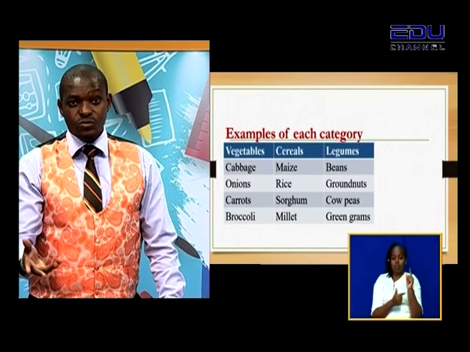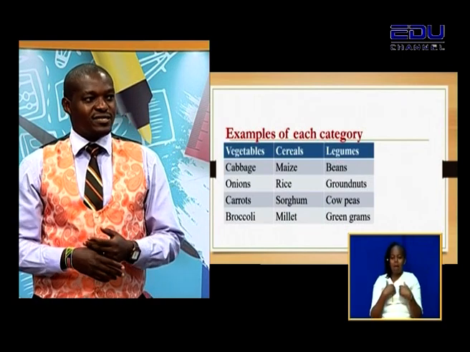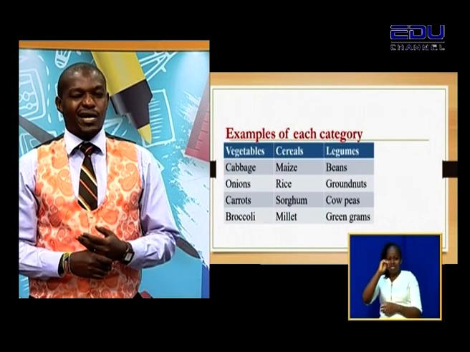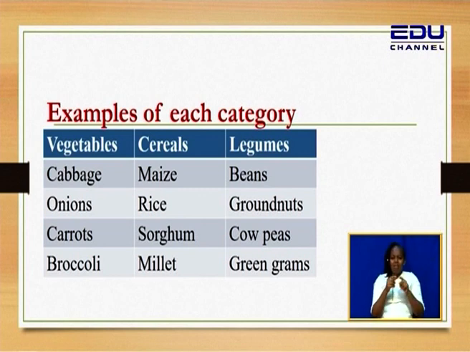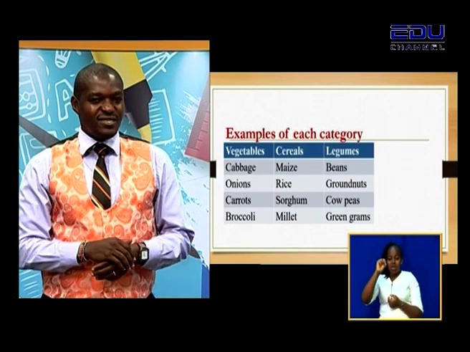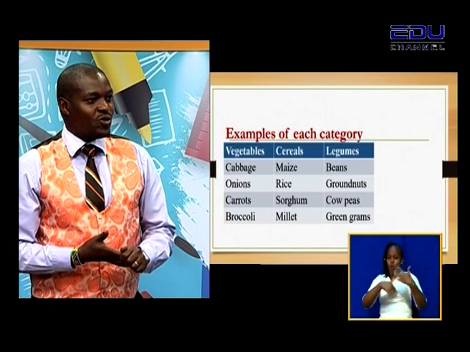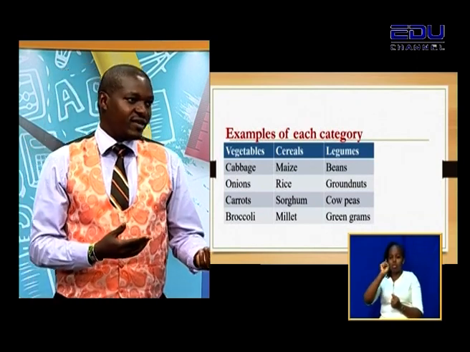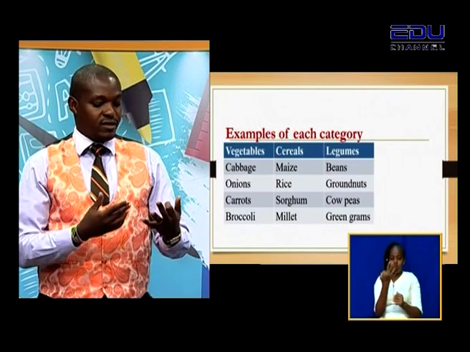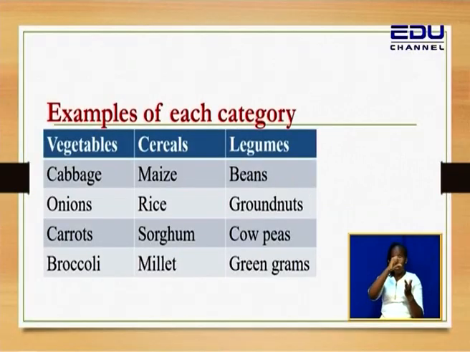Then we also have legumes. Examples of legumes. Oh, I remember. These are the plant proteins. I remember there was one with a black eye, the black eyed peas. Yes. So the beans, the green grams, the black eyed peas, the cowpeas, they belong to the legumes. So those are examples of each category: vegetables, cereals, and legumes. And examples, we can name so many.